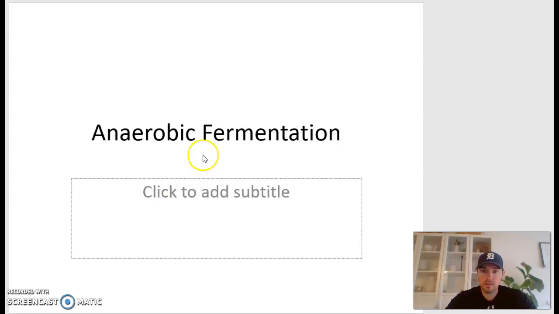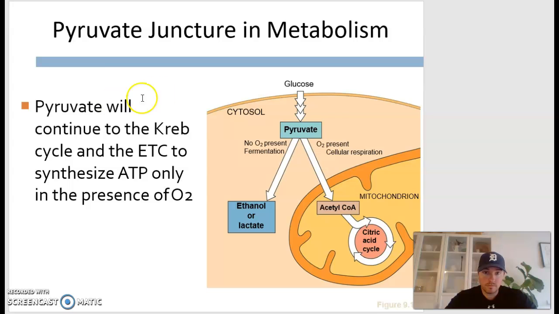Okay, guys, today we're talking about anaerobic fermentation. So anaerobic means no oxygen is present. If you recall, glucose goes through glycolysis, we make pyruvate. If oxygen is present, then it can enter into the mitochondria, go through the Krebs cycle, go through the electron transport chain, in turn making a ton of ATP.